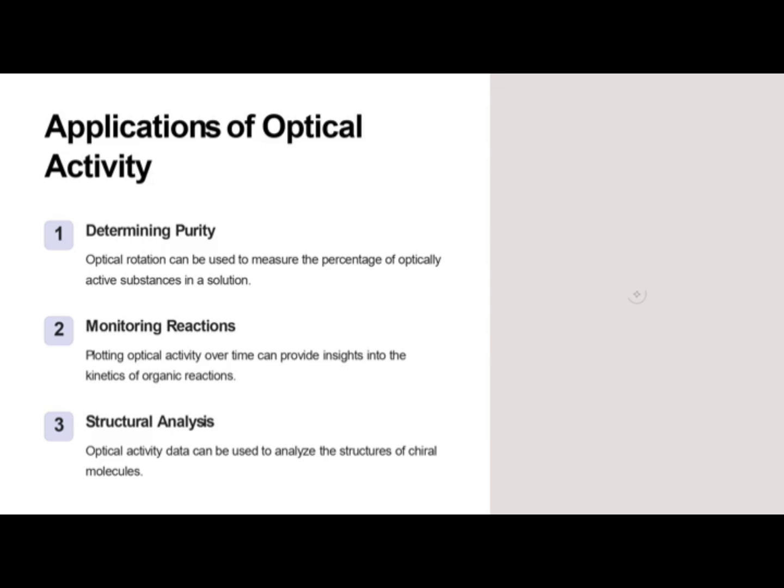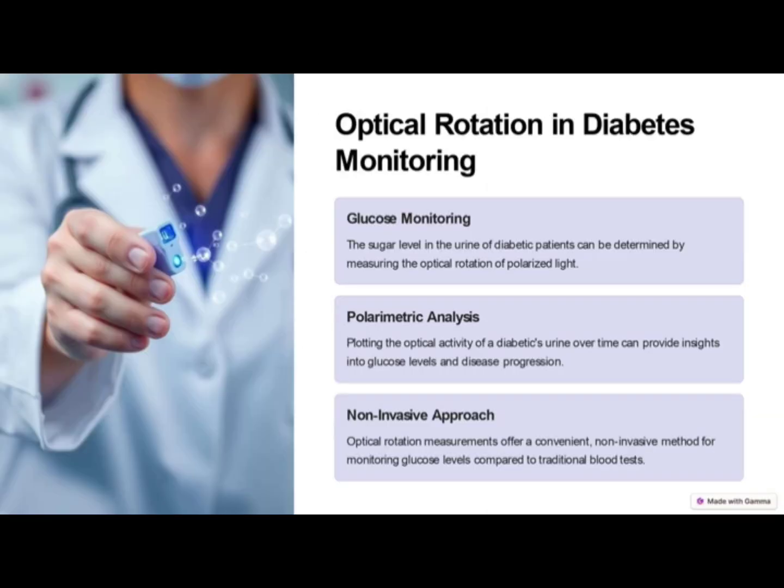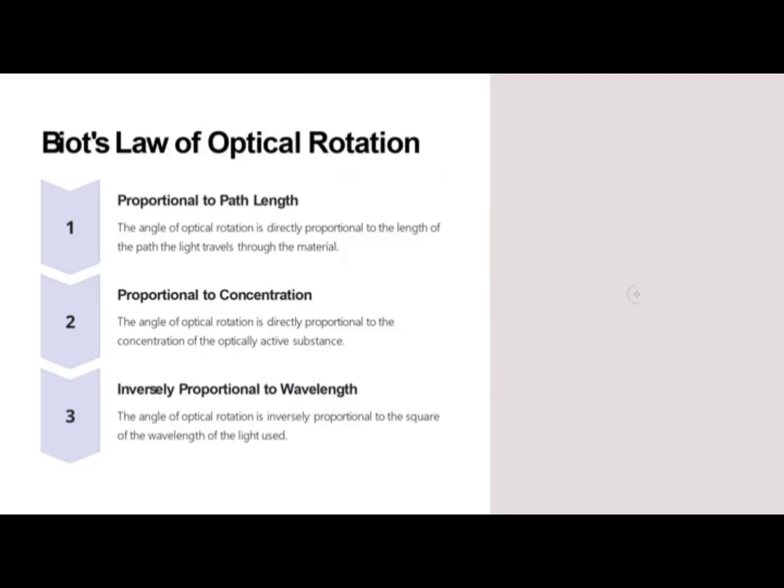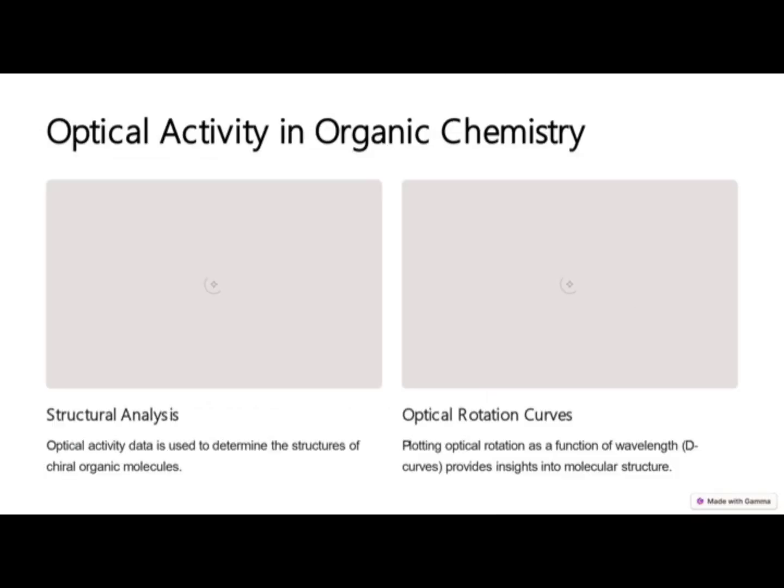Now, why does the plane polarized light rotate? This is because of the interaction of the electromagnetic radiation of the polarized light with the unsymmetric electric fields which are generated by the electrons in a chiral molecule, and the optical activity is studied by a polarimeter.